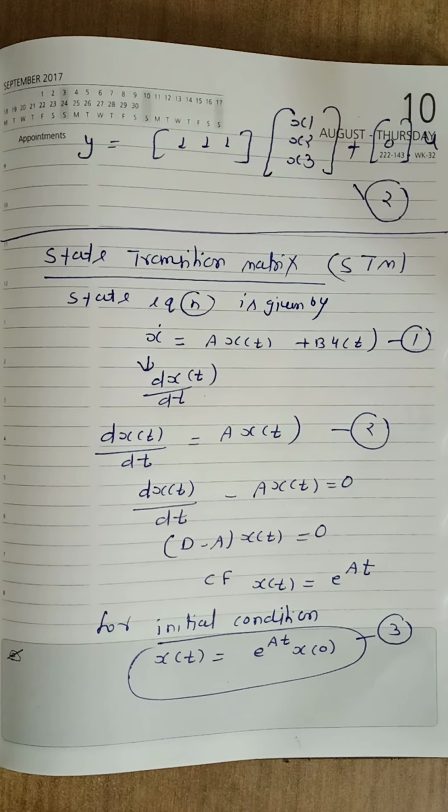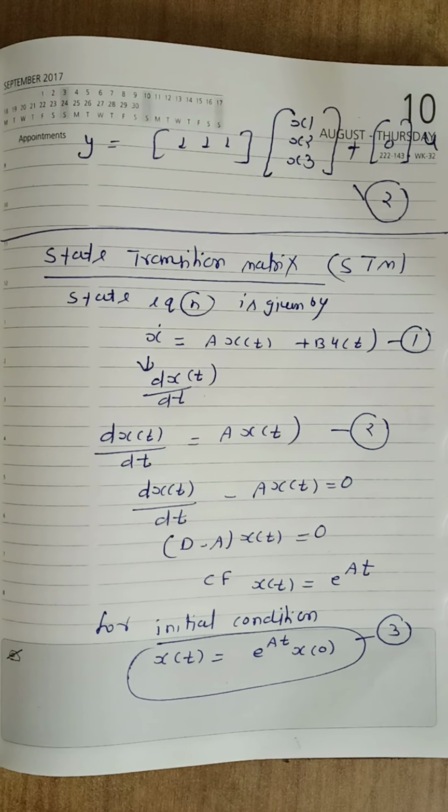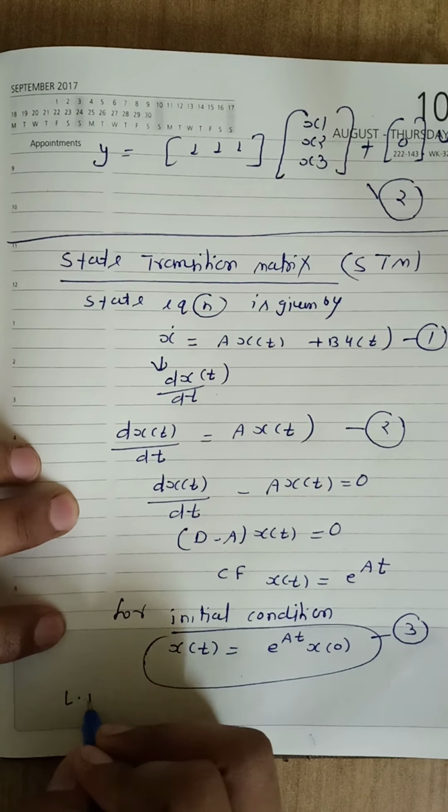Now, how can we define the state transition matrix? Already I have told you, we can define the state transition matrix according to Laplace transform or according to the classical method. So here we will discuss the Laplace transform method to define the state transition matrix. So let us take the Laplace transform of the second equation.